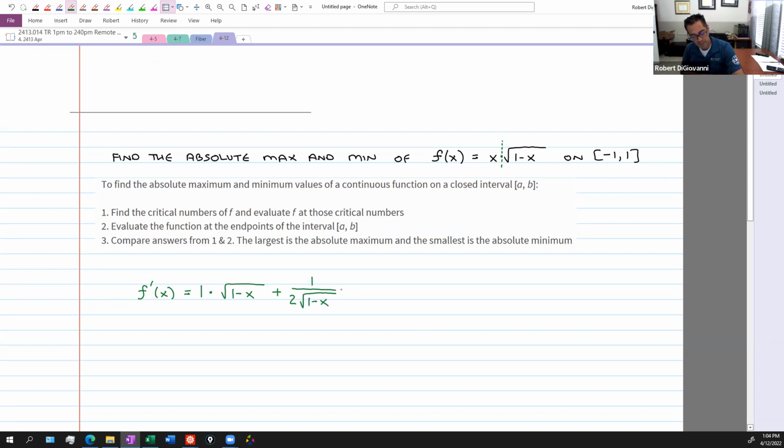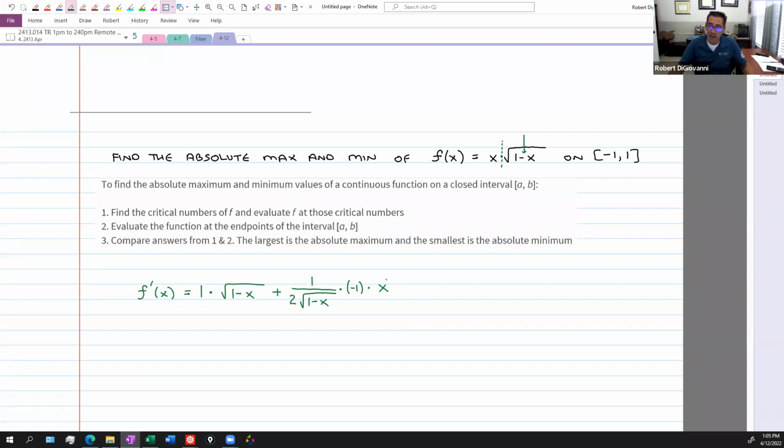Now chain rule, multiply times the derivative of what's inside. So be careful here. The derivative of 1 minus x is -1, right? Because the derivative of negative x is -1, and the derivative of 1 is 0. So I have a -1 there. And then I still have to finish the product rule by multiplying by the first function, which was x. So that's my raw derivative.